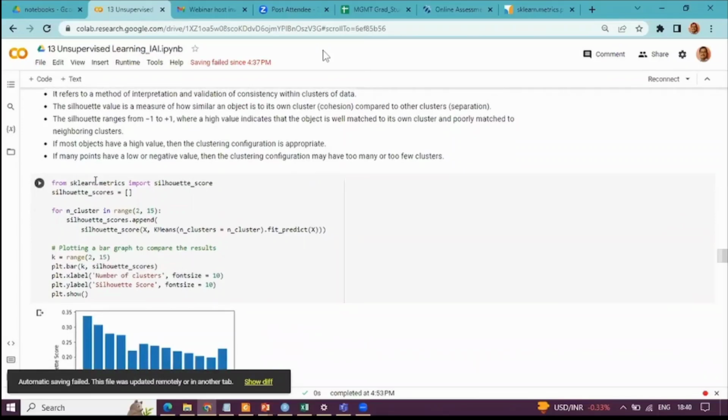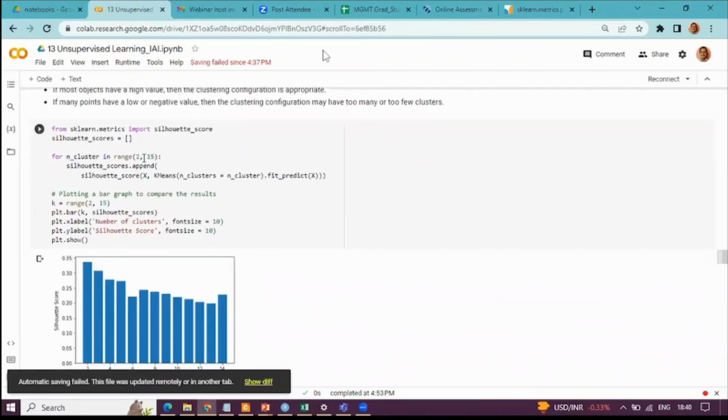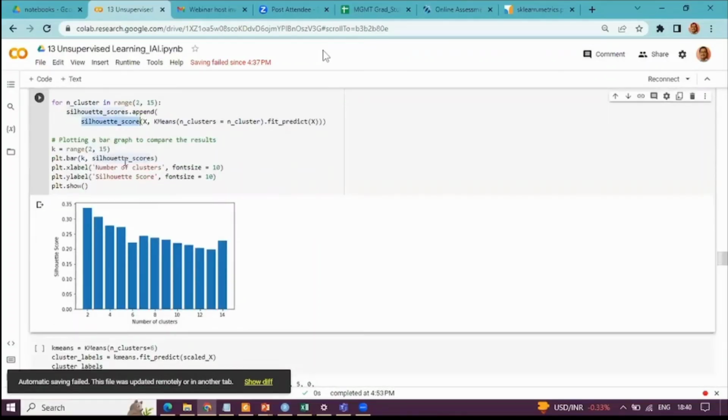So the same thing, experimenting between 2 and 15. Let's say I want to take 2 to 15 number of clusters. For each of them, we are creating a k-means, we are predicting the values, and we are computing what is called a Silhouette score. We have a direct function which will compute the Silhouette score. And we can typically plot a bar graph with the Silhouette score.